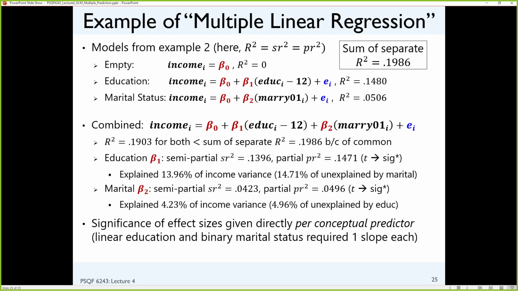If you had two predictors that were completely uncorrelated, then the two semi-partial R-squares for each of them when added together would be the model R-square. Then they have no overlap. It's easy to divvy up what each is responsible for.